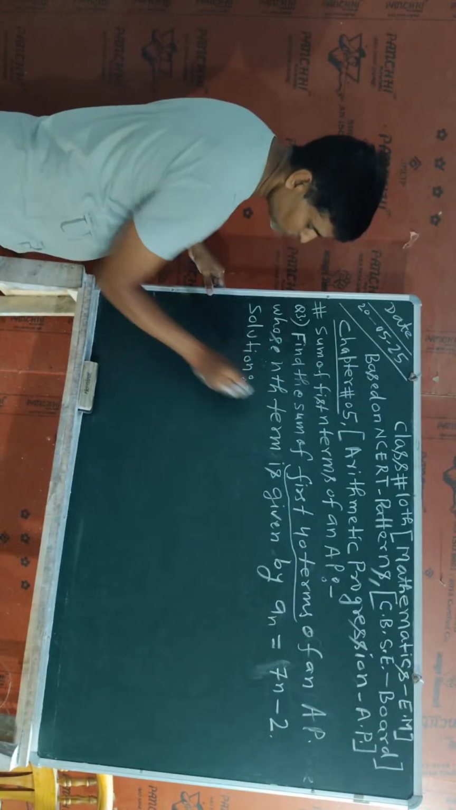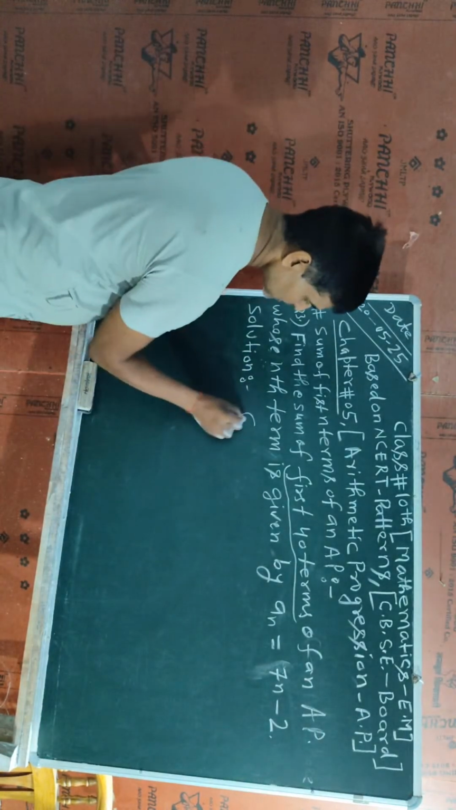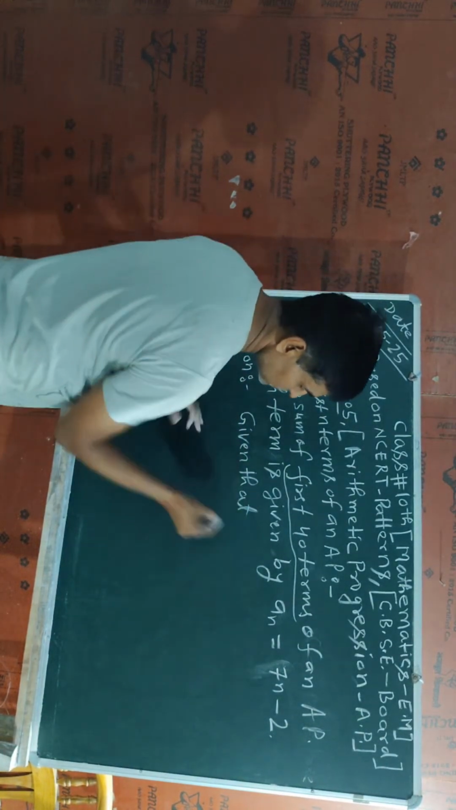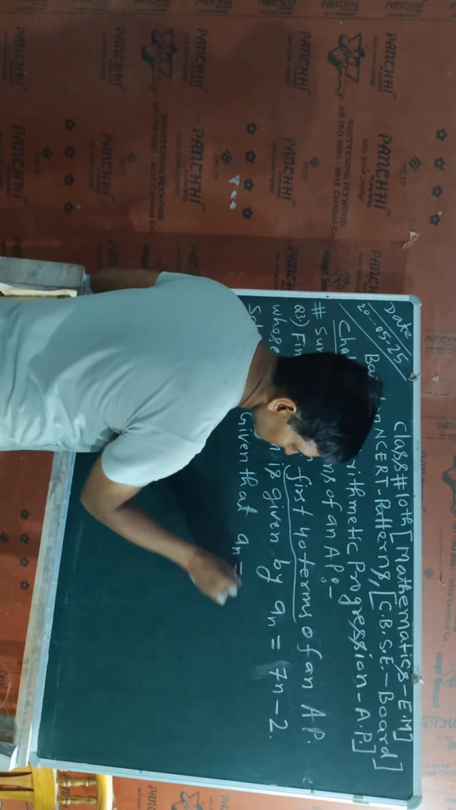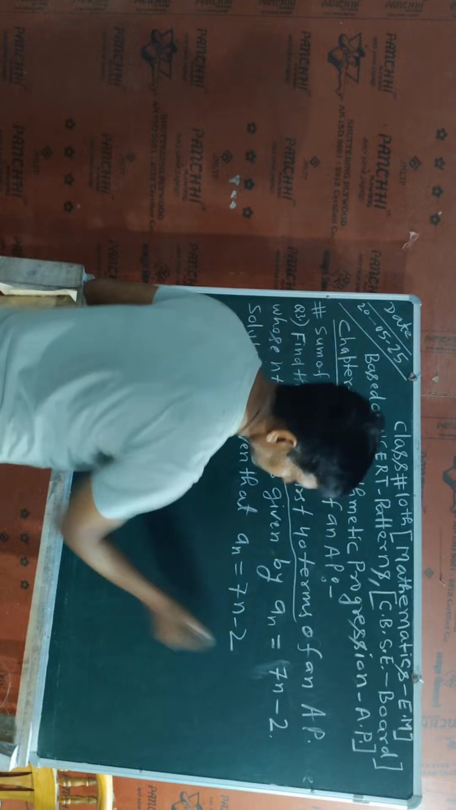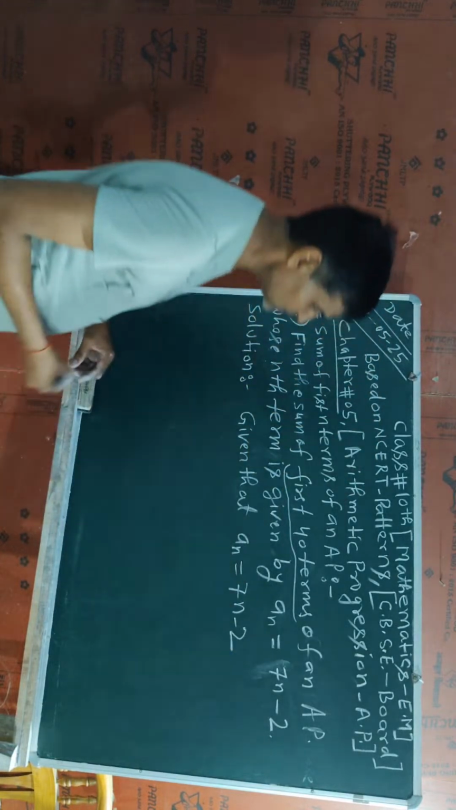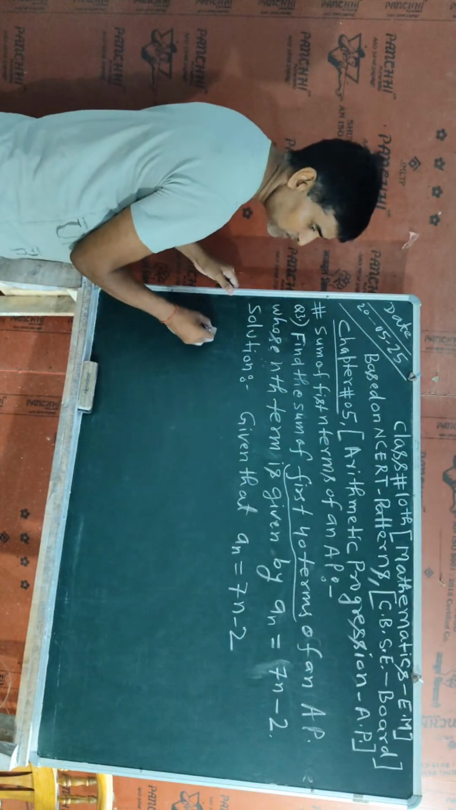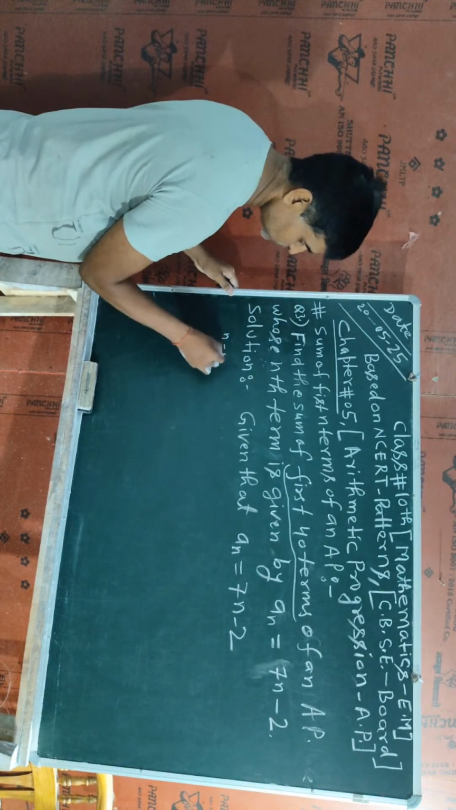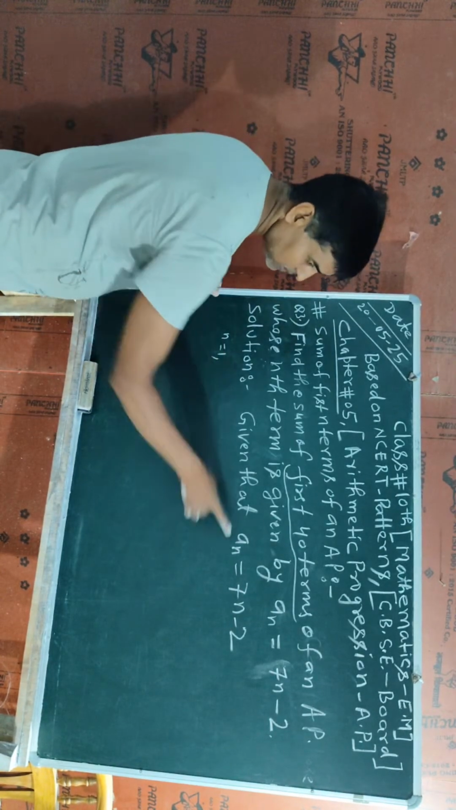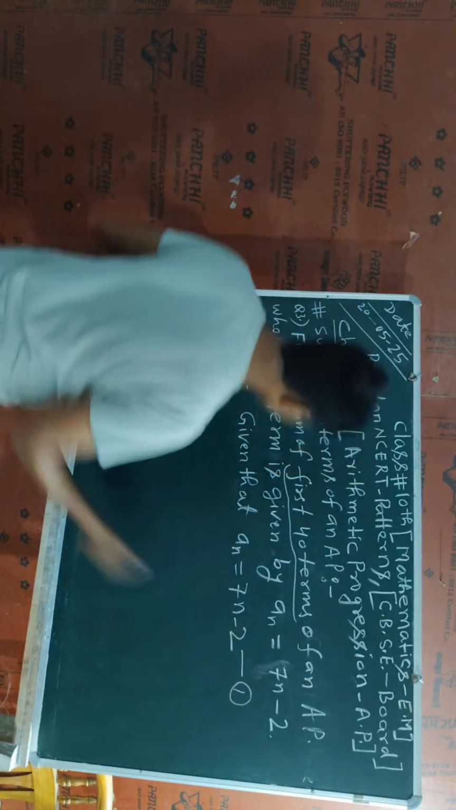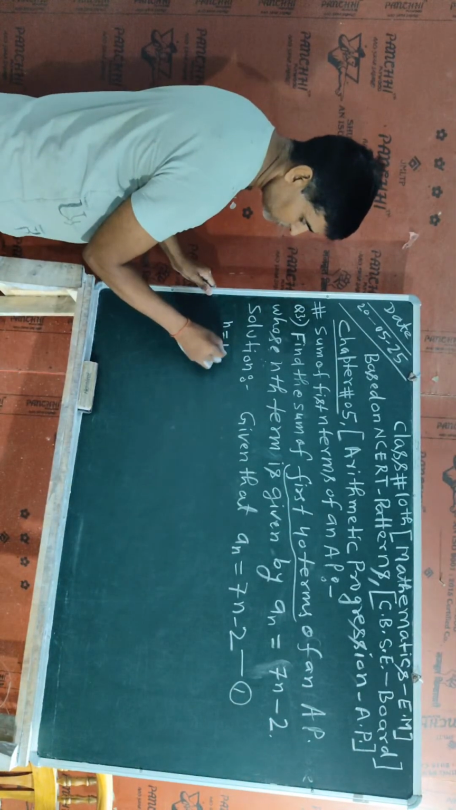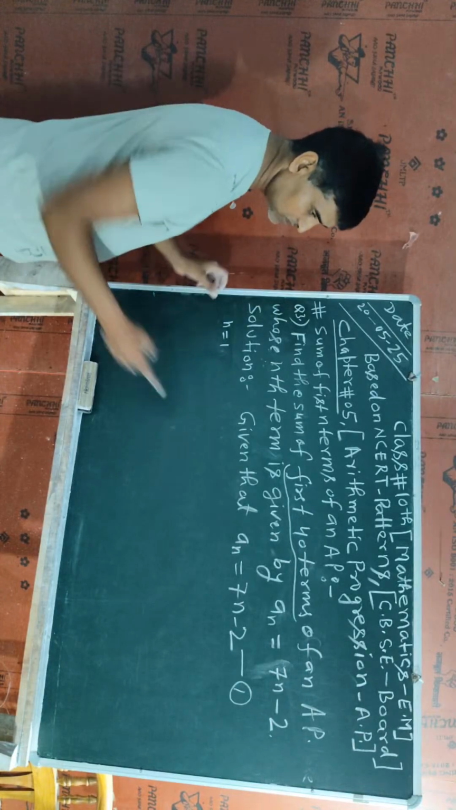So first of all I will write the given information. Given that an is equal to 7n minus 2. Now I will find the value of common difference, so I will put the value of n. This is equation number 1. Here I will say putting the value n is equal to 1 in equation 1.